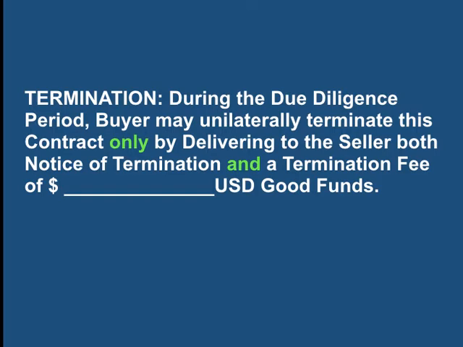And you can only terminate by delivering to the seller, only by delivering to the seller, both a notice of termination and a termination fee of whatever you put in the contract. Let me say now that when you're writing the offer, you have your buyer write a check directly to the seller, not to the escrow agency, but to the seller, for whatever amount of termination fee you put in here. If you put a dollar, the check would be for a dollar. If it was $100, the check is for $100. But the check is written to the seller.